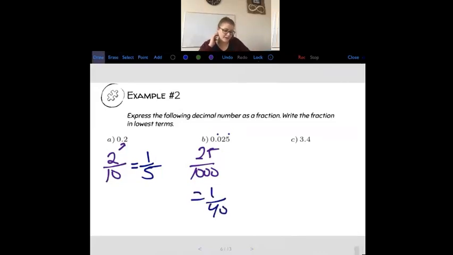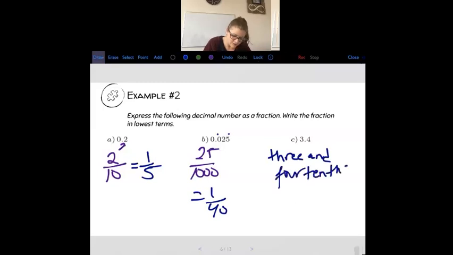Okay, and for the last one, 3.4. So this is 3 and 4/10. So this one will go to a mixed number first, and then we'll go to an improper fraction. So 3 is our whole number, 4/10 is our proper fraction, that's part of the mixed number, which completely reduced is 3 2/5, and then you use what we did in the previous lesson to convert this mixed number into a fraction. So the final answer here is 17 over 5.